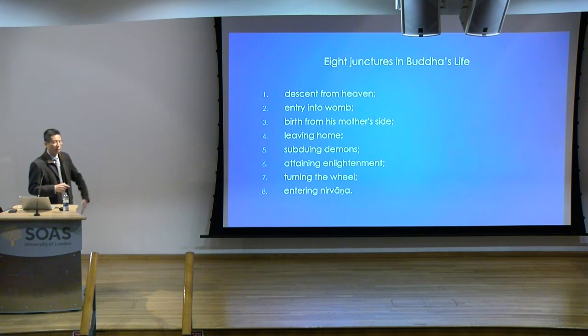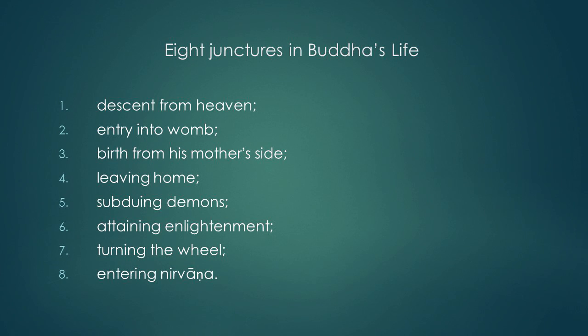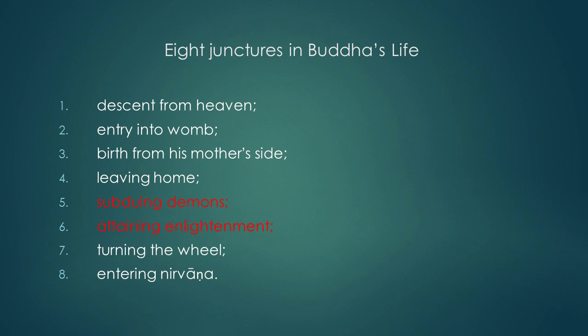That is, you divide Buddha's life into eight junctures or episodes. And you start from the descent of heaven, you end with entering nirvana. Now, where do our Buddha's life episodes appear? They appear right in the middle.